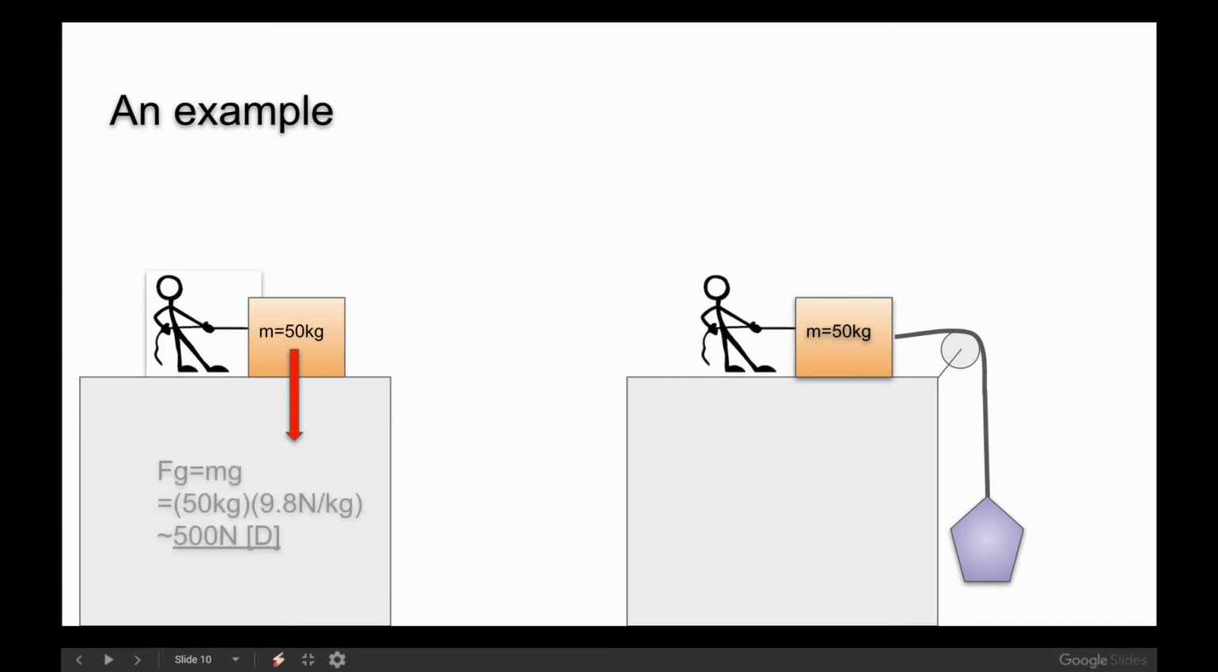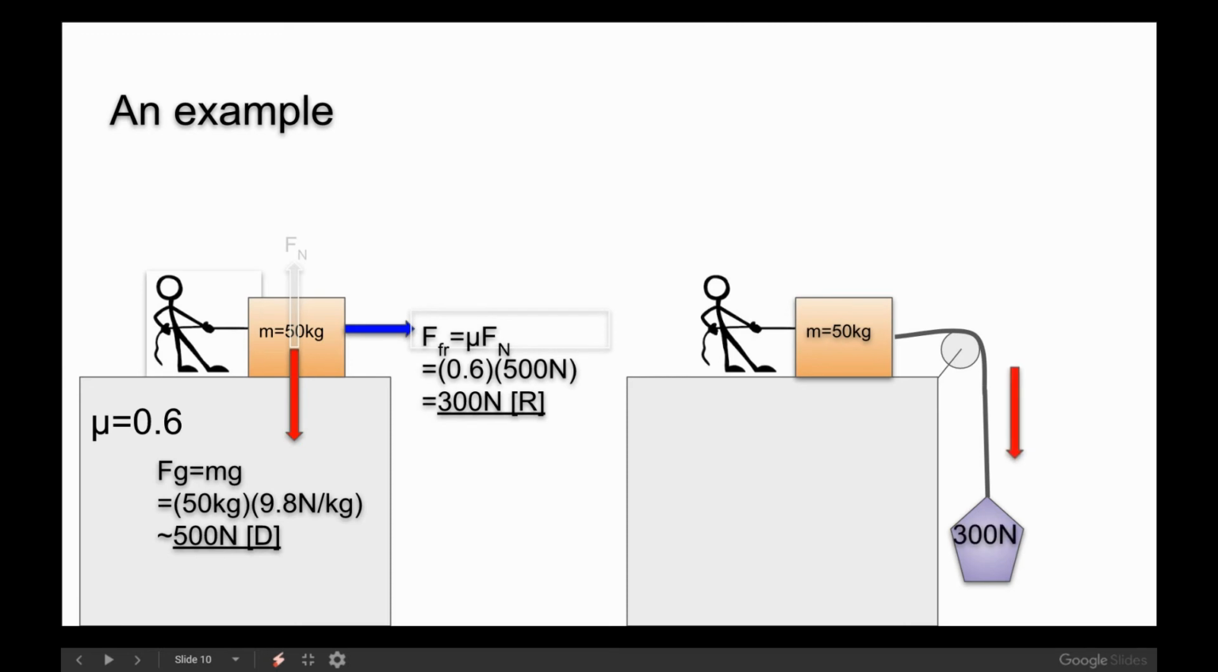There's a 50 kilogram mass. So the downwards force is 500 newtons. That means its normal force is 500 newtons up. If I said this surface has a mu of 0.6, then 60% of its mass, or its weight, will appear as friction. So the force of friction is 300 newtons to the right.